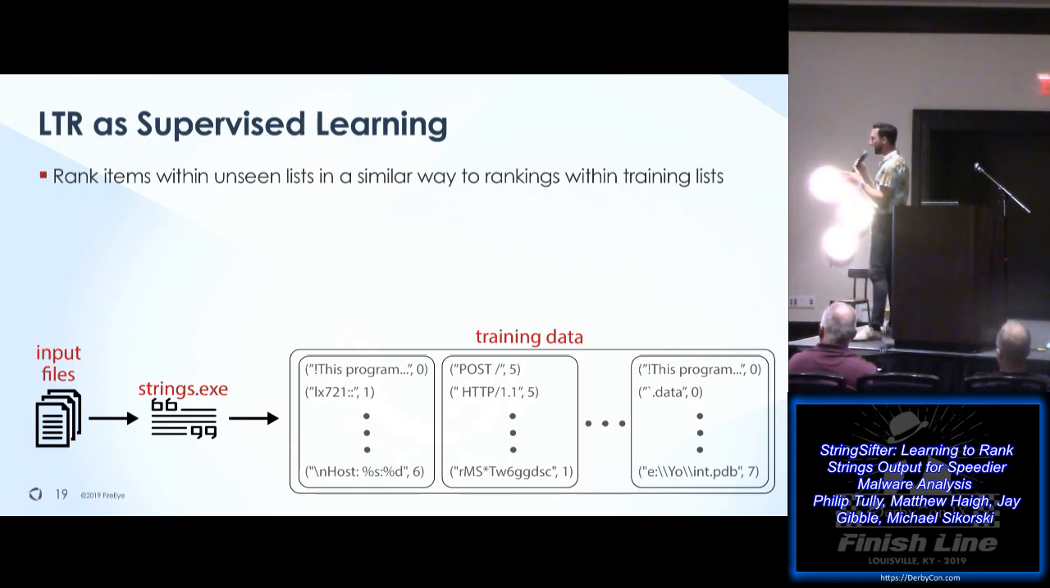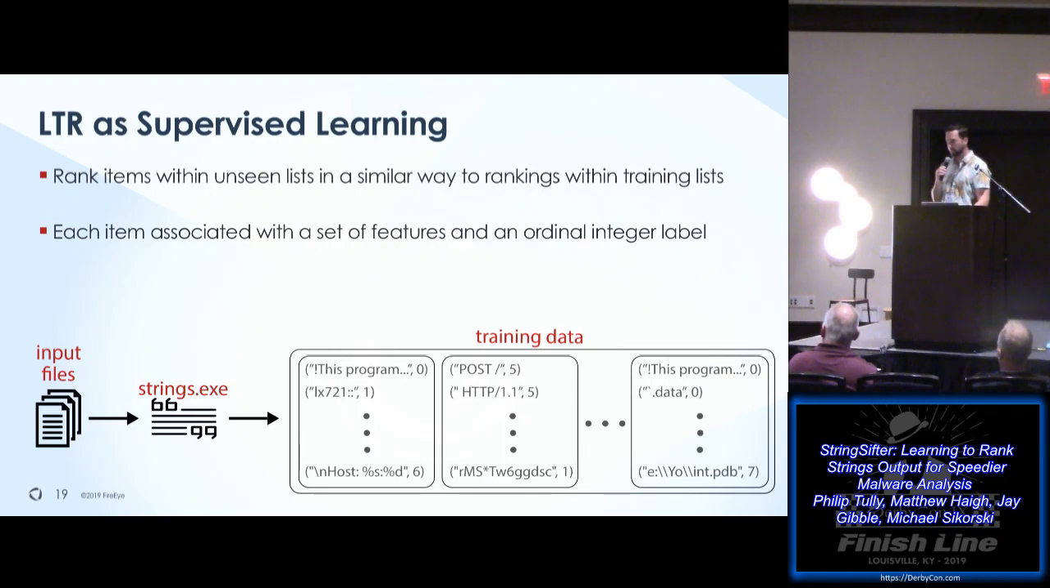And so our training data here is a set of strings outputs, can be as many as we want, and each of those strings outputs is going to produce a different number of strings within their output. And we're going to associate a label with each of those strings. That's going to encode its relative relevance within that list. So things like Matt said, like those PE artifacts, this program is running in DOS mode, is going to have a lower relevance because it's encoded by 0, versus something like a HTTP header. It's going to have a much higher relevance. It's going to have a higher label associated with it.